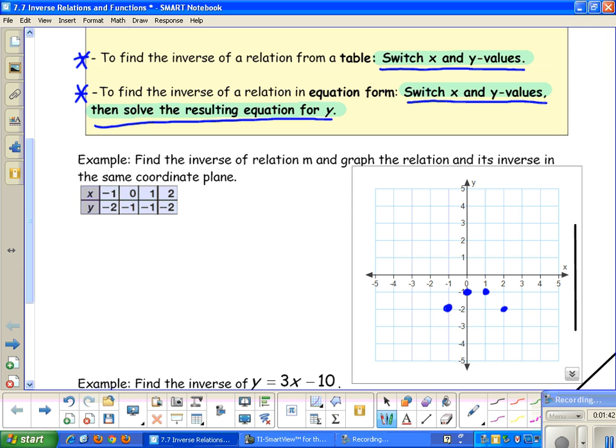Now I'm going to look to see if this is a function or not, even though the question didn't ask me to. I know this is a function because I don't have any repeating x values, so for every input there's only one output. And remember, we can also use the vertical line test. As I go through with my vertical line, it only hits in one spot for each of the points. So it does pass the vertical line test, and this would be a function.